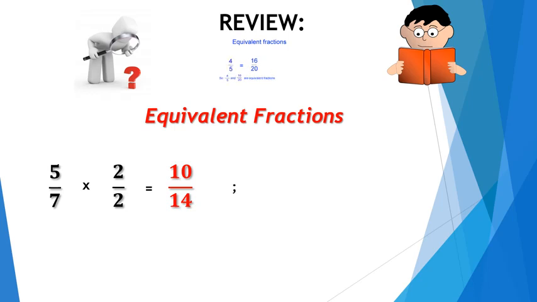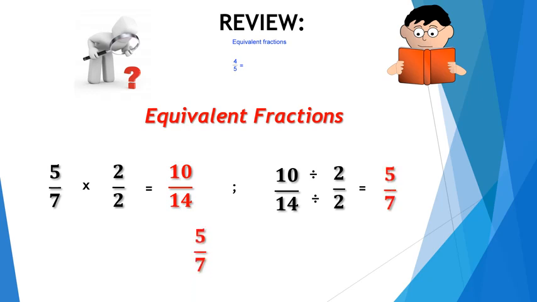Let's use division. Let's take, for example, 10 over 14. 10 and 14 can be divided by 2. So we can divide it by 2 over 2. So let's divide. 10 divided by 2 is equal to 5. Then 14 divided by 2 is equal to 7. So it should be 5 over 7. Therefore, 5 over 7 and 10 over 14 are equivalent fractions.